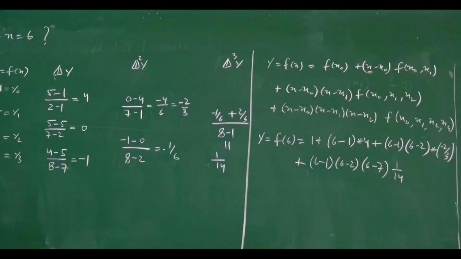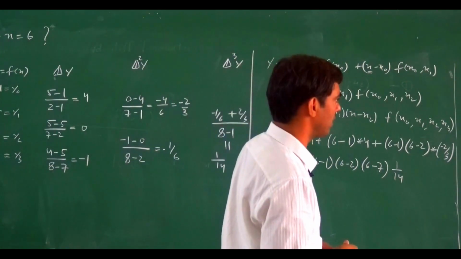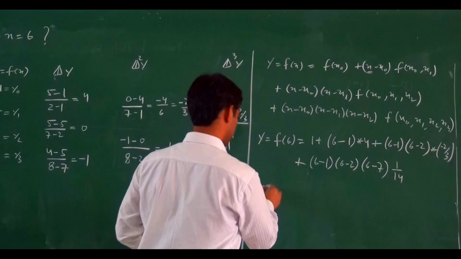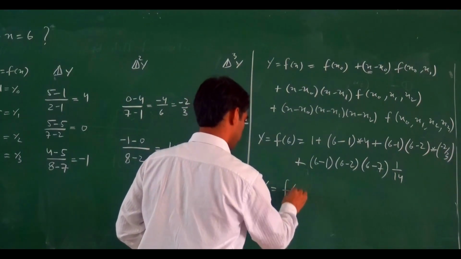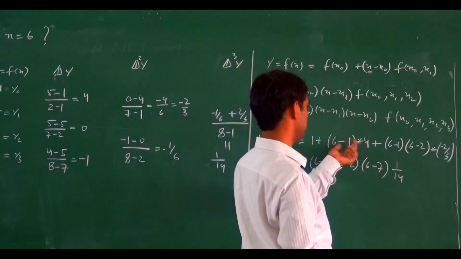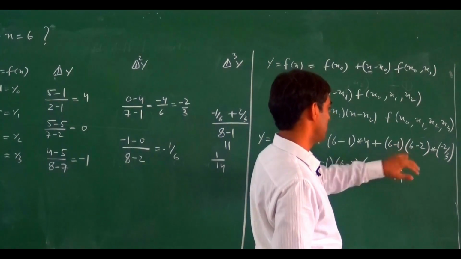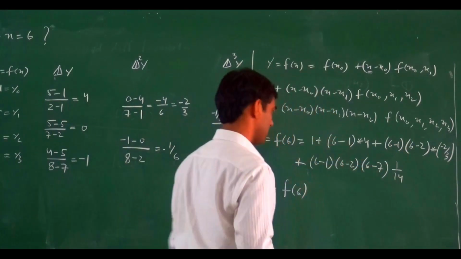So if we simplify this, we already noted down the value of this one. So y equals f of 6: this is 6 minus 1, 5, into 4, which is 20, plus 1, and this one is a minus, this one is also a minus.